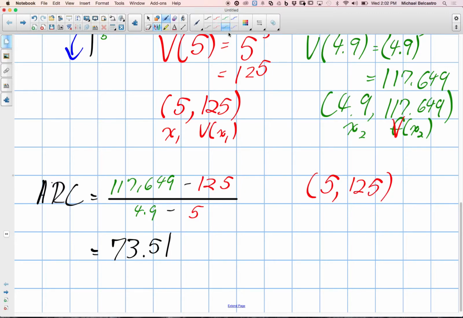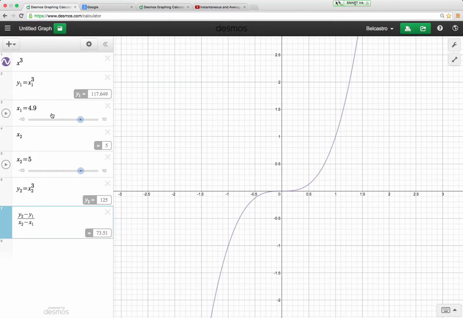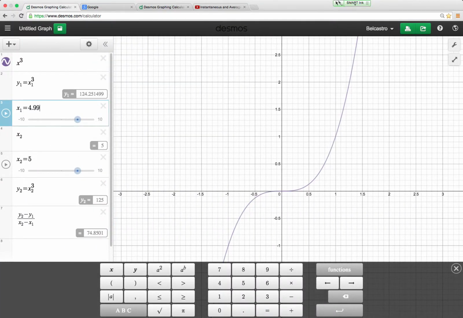And this time, our other coordinate will be 4.99, okay? And we need to figure out whatever that y value is. And on the other page, I've just quickly built something into the computer that'll solve it for us quickly, so we don't have to spend too much time on that. Okay, so at 4.99, the y value would be 124.25. It's all right there.